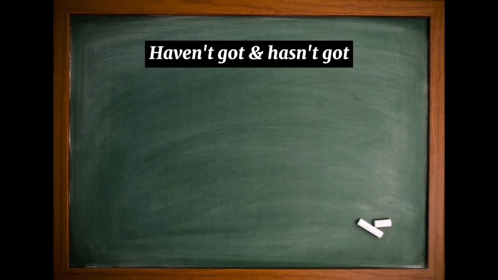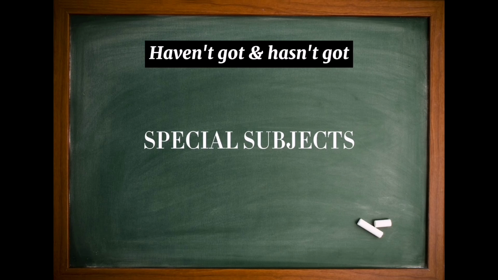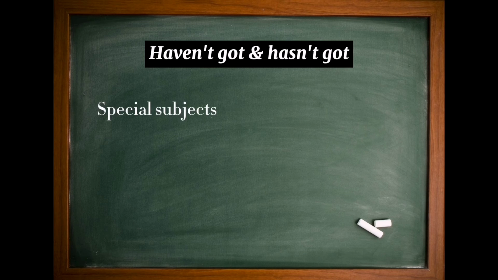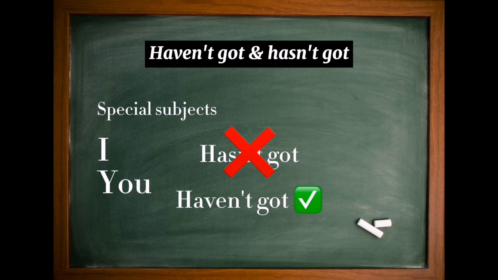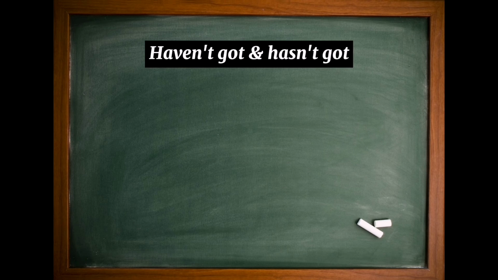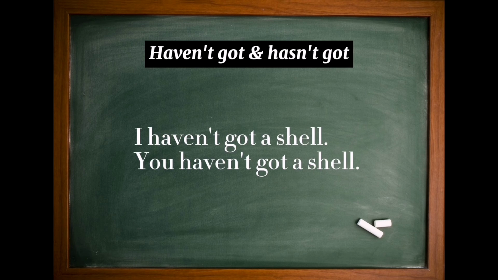So now we're moving on to the next subject, which is special subjects. In special subject, we have I and you. Even though it refers to only one person or singular subject, we can't use hasn't got. Instead, we use haven't got. For example, I haven't got a shell. You haven't got a shell.